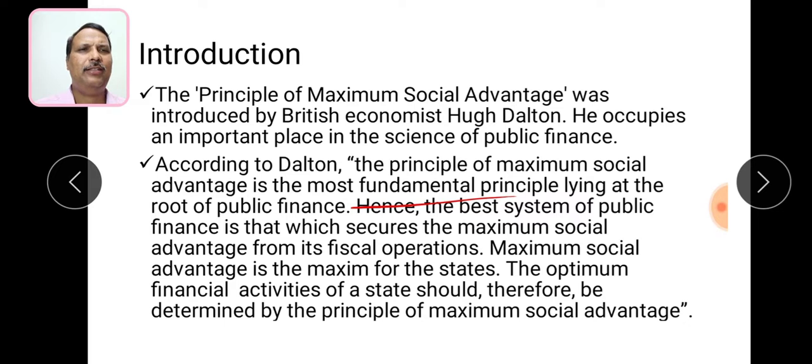According to Dalton, the principle of maximum social advantage is the most fundamental principle lying at the root of public finance. Hence, the best system of public finance is that which secures the maximum social advantage from its fiscal operations. Maximum social advantage is the maxim for the state. The optimum financial activities of the state should therefore be determined by the principle of maximum social advantage.